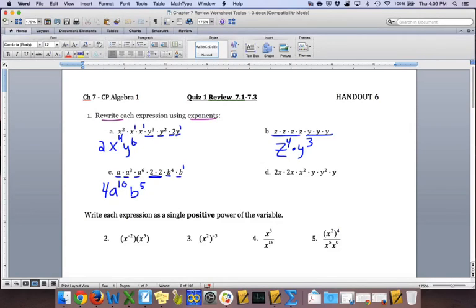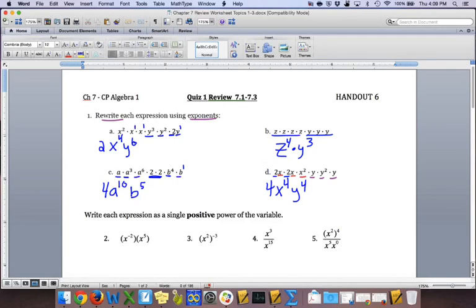Next. So this one you've got to just be careful where everything is. I have 2 2's there, so that's 2 times 2 is 4. I look at my x's, 1, 2, 3, 4 of them. So that's x to the 4th. And then my y's, I have 1, 2, 3, 4 of them. So that'll be y to the 4th power.